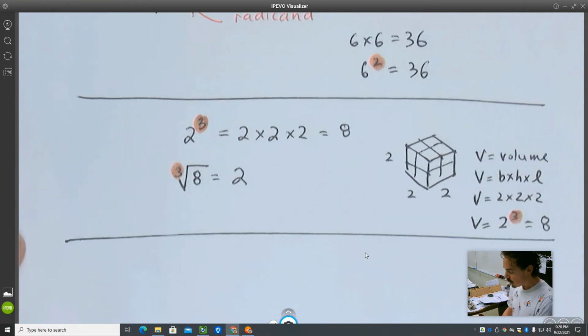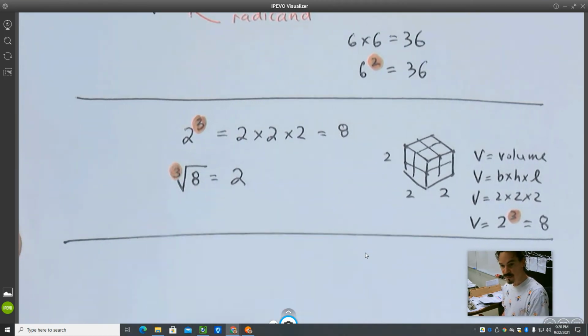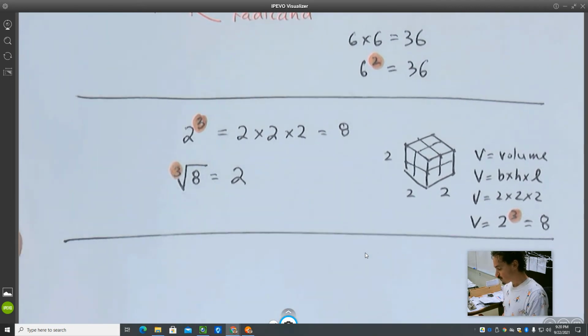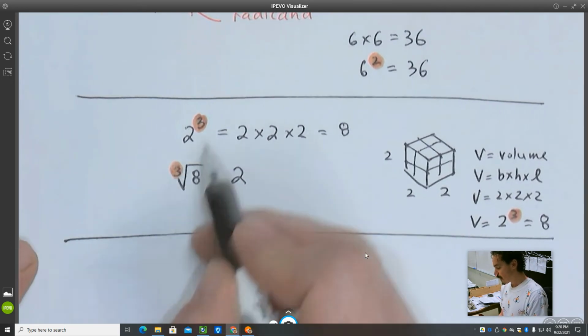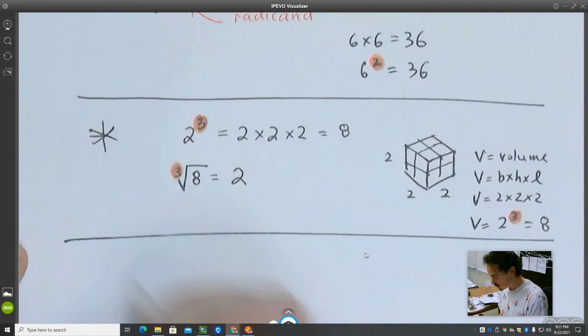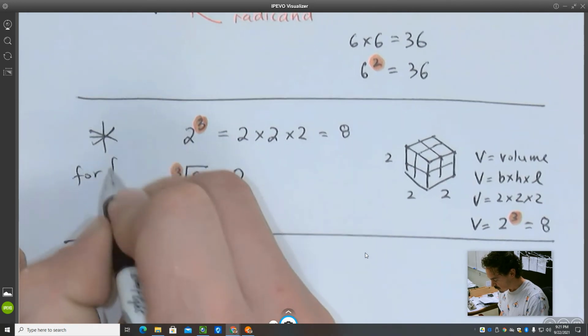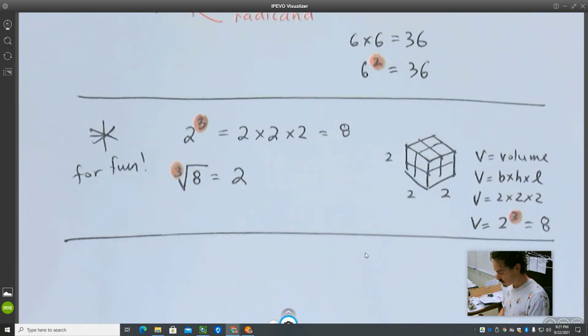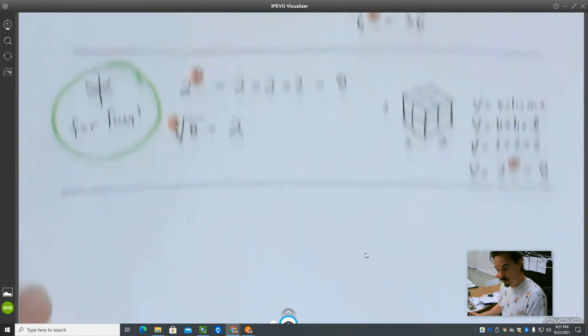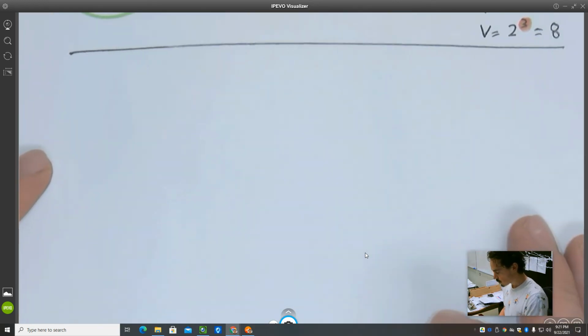But in math, grade 8, we don't deal with this at all. We just deal with squares and square roots, not cube roots and not cubes very often. We're mostly just dealing with squares and square roots. So this was just for fun. You don't need to know this for any test. This is just for fun. Now what you do need to know is how to deal with square roots.